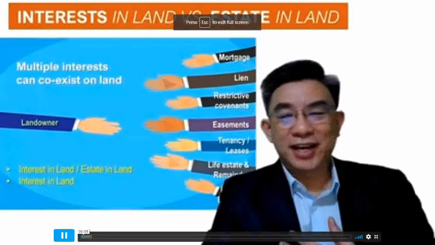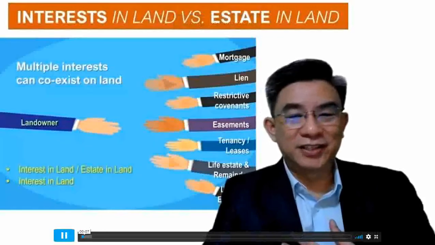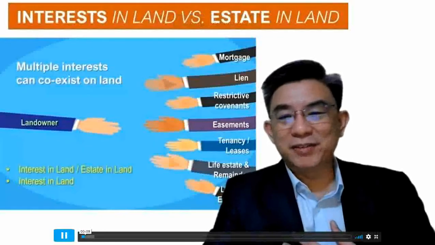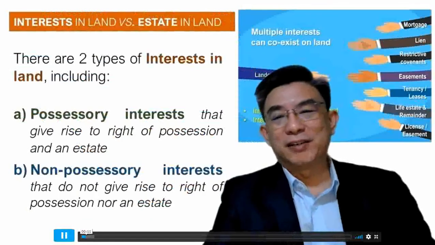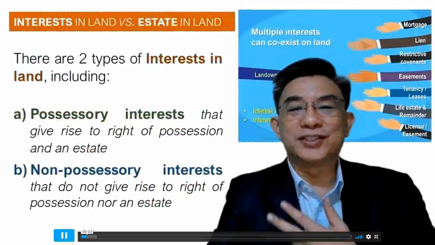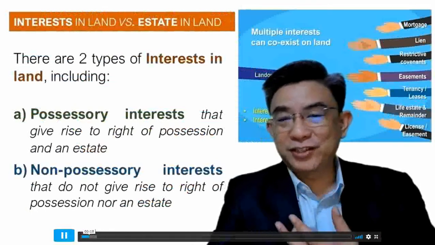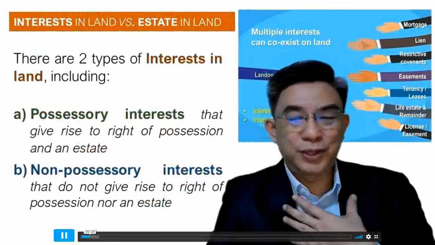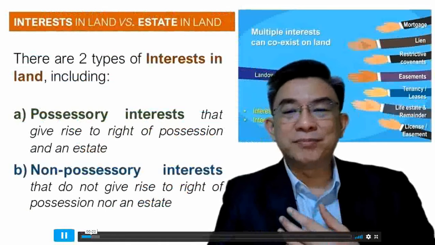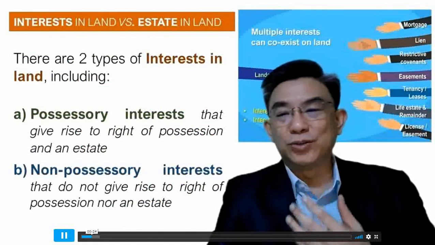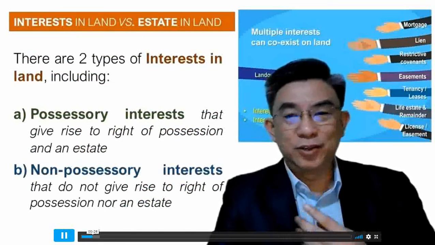Versus estate in land. Actually, what is the difference? There is some difference. But first, let me talk about two types of interest in land. One type is possessory interest. That means the interest that comes with possession, right of possession, and also gives rise to an estate in land, meaning you become the owner.